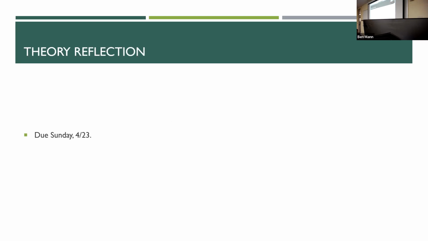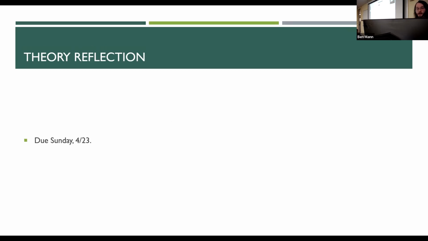So just as a reminder, the theory reflection assignment is due Sunday, April 23rd. I'm happy to look over rough drafts or outlines. We'll be going over uncertainty reduction theory, which is an example of the types of theories that you could explore for this assignment. All right, so the theories that we go over this week and next week are all fair game for this assignment. This is just a short response that's asking you to talk about how the theory that you've chosen is relevant to your own life experiences.